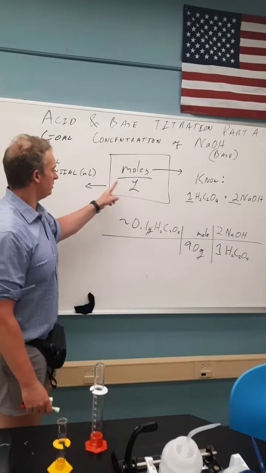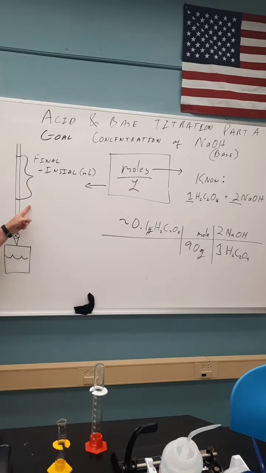The denominator is what you get from every trial, the volume of the burette, the final minus the initial.